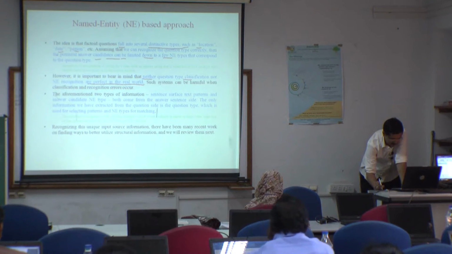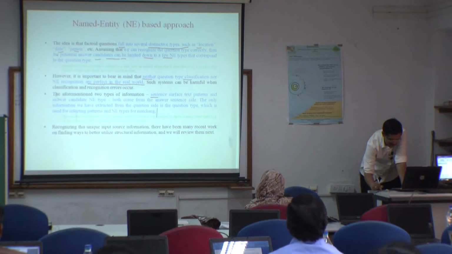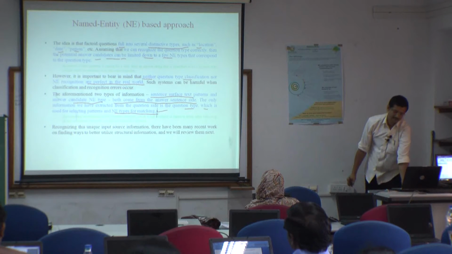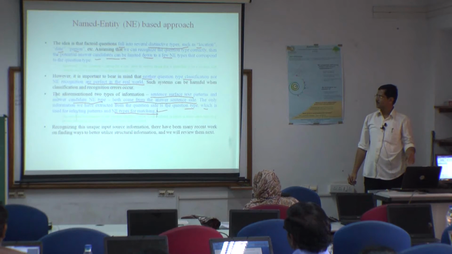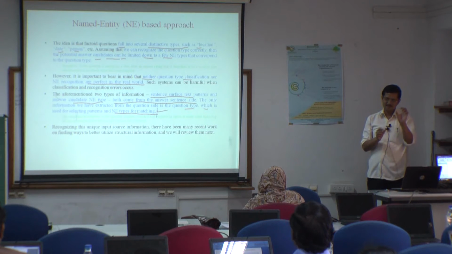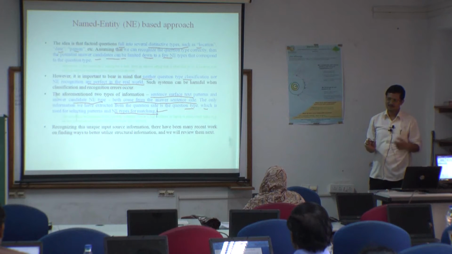Now another important thing is that the sentence surface text pattern and the answer candidate named entity type both come from the answer sentence side. The only information we have extracted from the question side is the question type, which is used in selecting the patterns and named entity types for matching. Now what is the improvement here? Such a system depends upon the named entity plus surface text pattern to answer the questions.